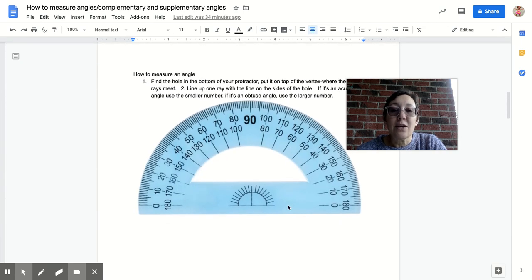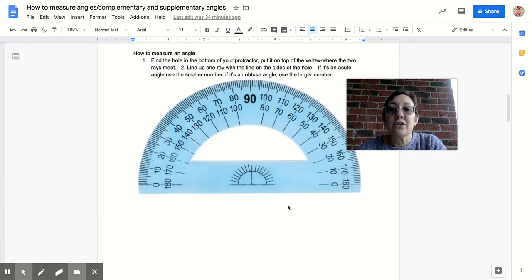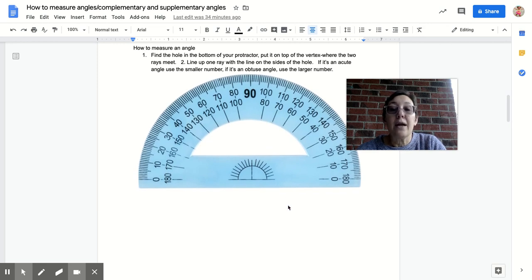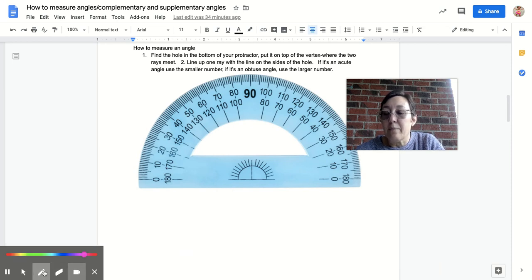So the next thing we're going to do is learn how to measure an angle using a protractor. I pulled this one offline somewhere this morning or yesterday, and I liked it because it was blue. But there are basically 2 steps. And the first one is that you do need to know the parts of an angle. So let's go back and let me show you parts of an angle.